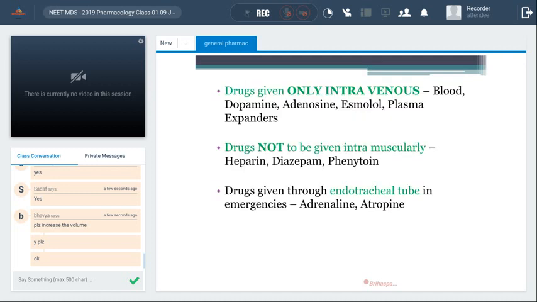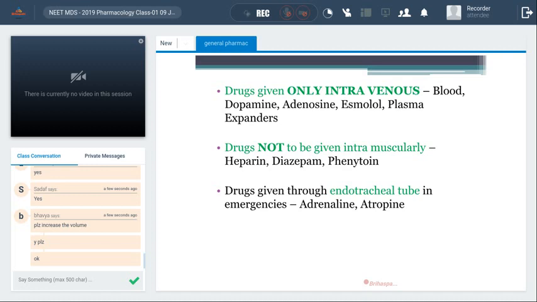So then, a few more points in this topic. You should know this. Drugs which are given by only IV route, I cannot give by any other route. Of course, blood transfusion, you all know, is given only by IV route. And emergency drugs like dopamine, adenosine, which is an antiarrhythmic drug, esmolol, which is a beta blocker actually given for hypertensive emergencies, and plasma expanders, which includes your IV fluids.